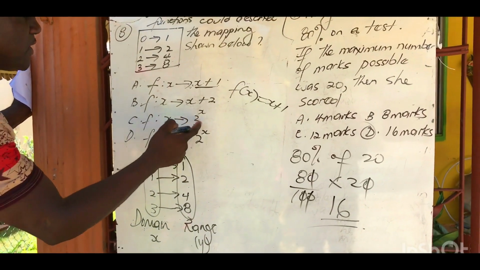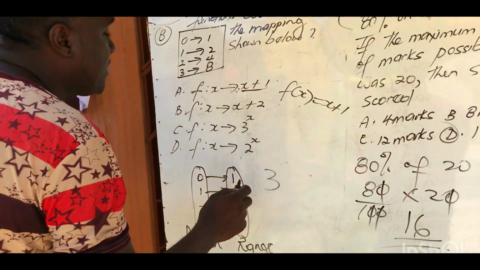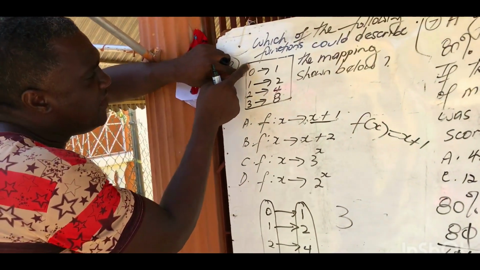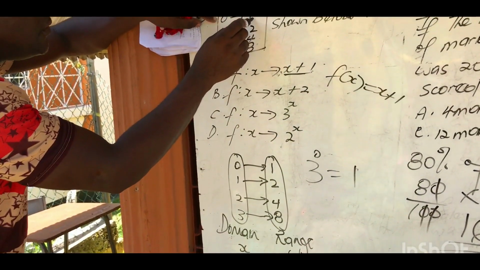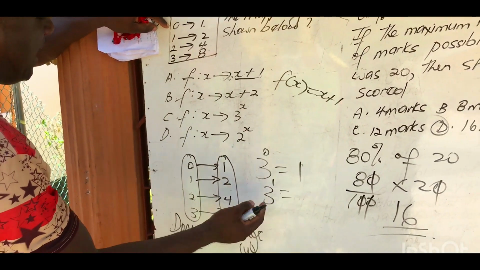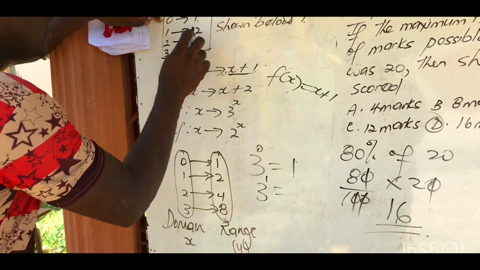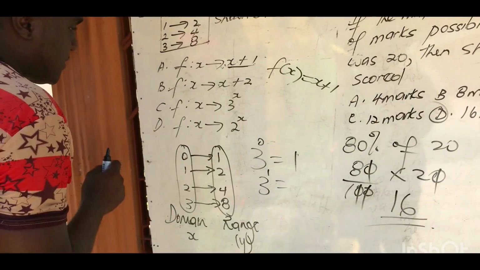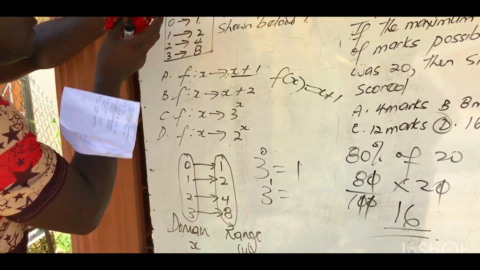Now f of x maps onto 3 raised to the power of x. Now x here being 0 is 3 to the power of 0, which is really 1. So this holds true. But 3 raised to the power of 1 is saying that we have just 3, but the answer here is 2. So this is incorrect. So it cannot be 3 to the power of x. So our answer clearly then is 2 to the power of x.